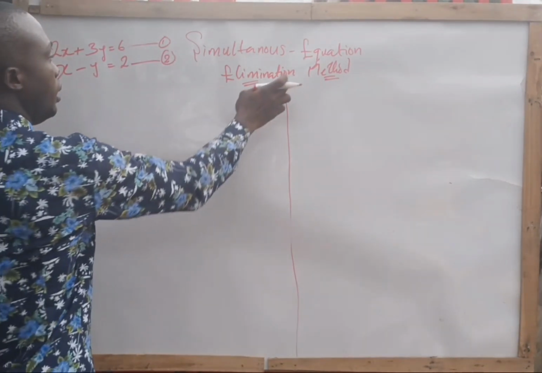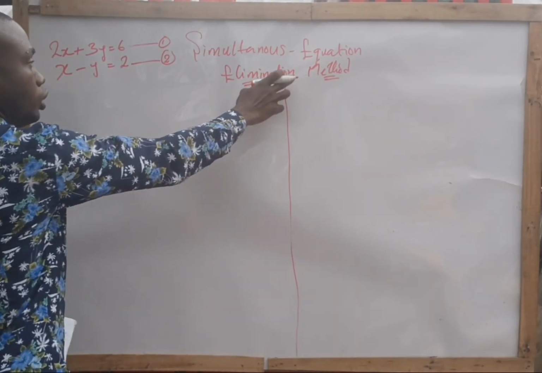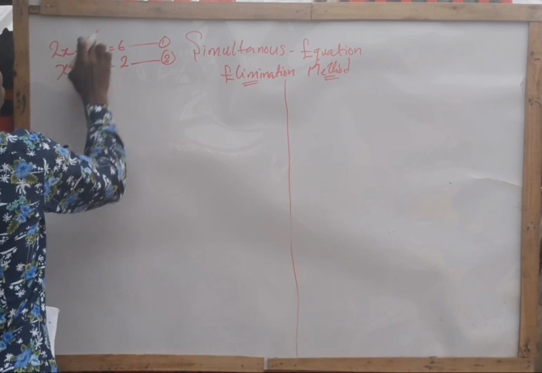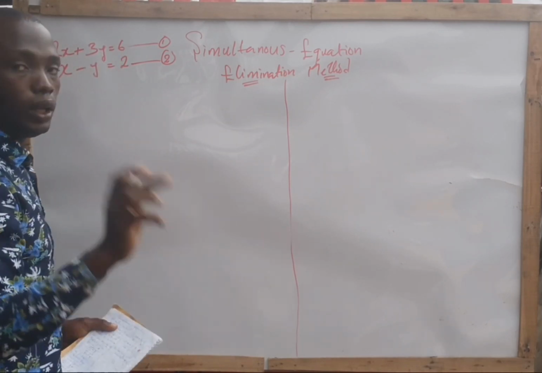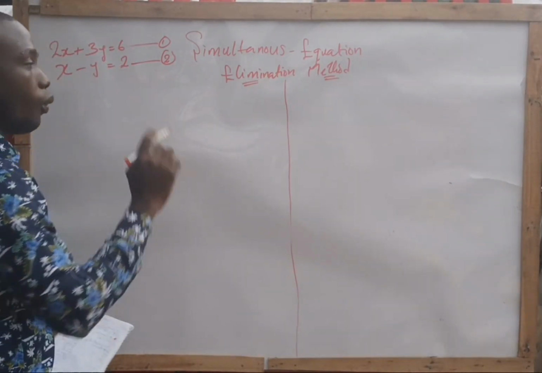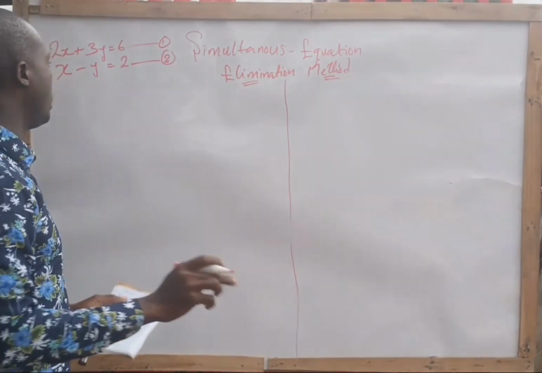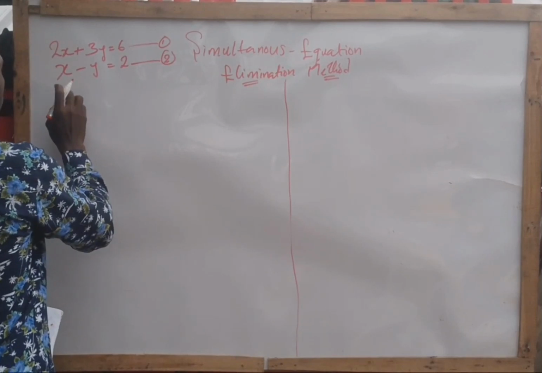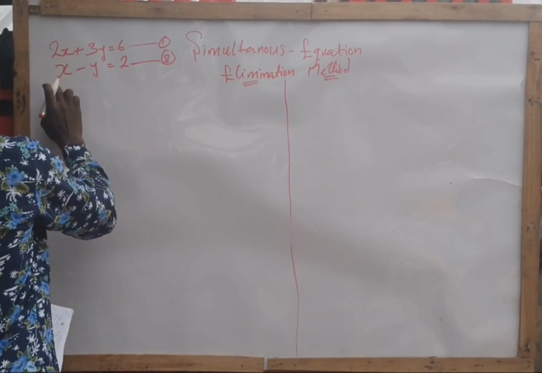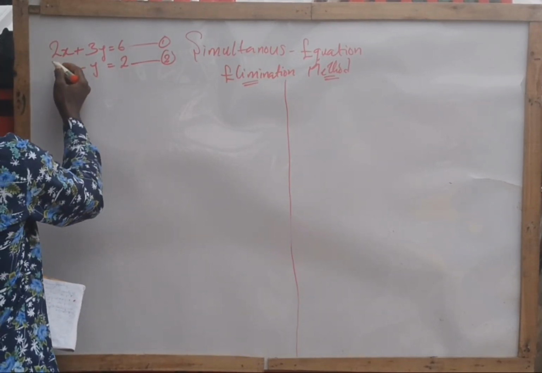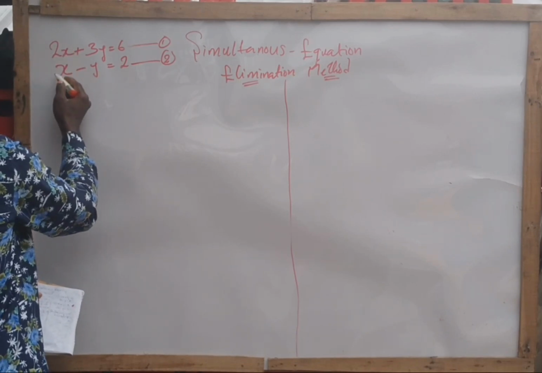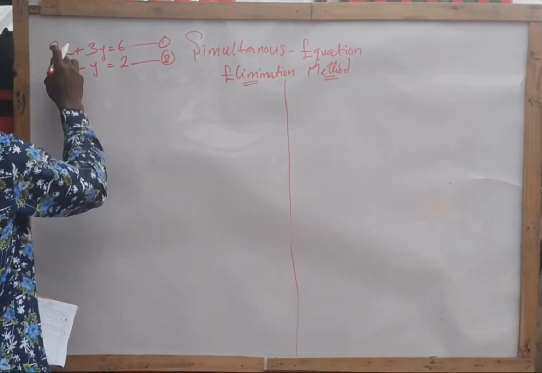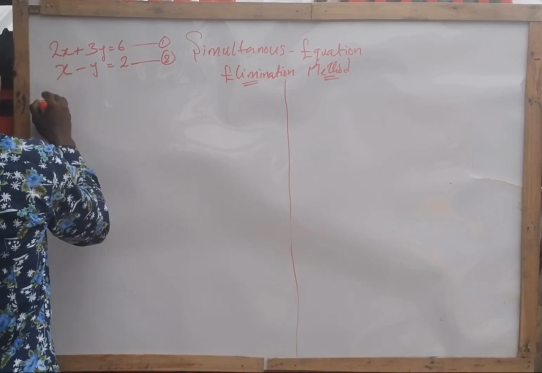Since we are using the elimination method, we have to remove x or y from these equations. Take note, whether you remove x or y, you will still get the same answer. Since we want to remove x, before we can remove it, the coefficient in front of x must be the same.